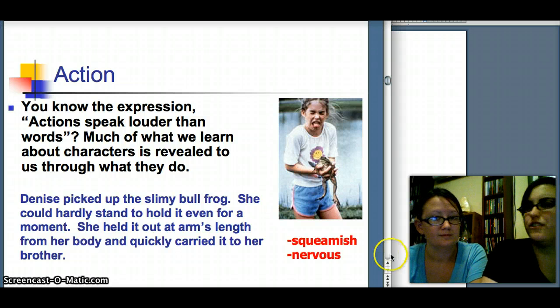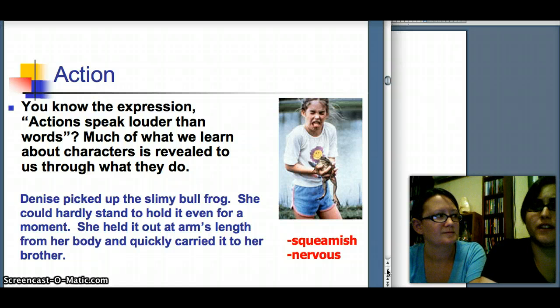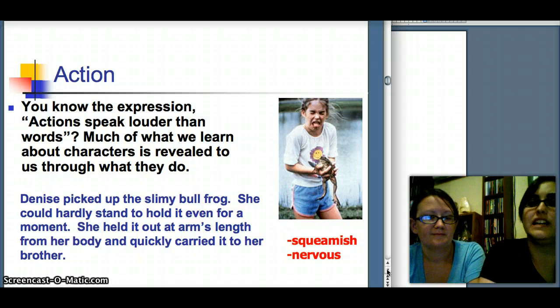Okay, when you're squeamish, you're grossed out easily. Ugh, gross. Anyway, so she picks up the frog and she can't even hold it. She's holding it far away from her body. That could also show that she's nervous. If she wasn't nervous, she wouldn't mind holding it near her body.